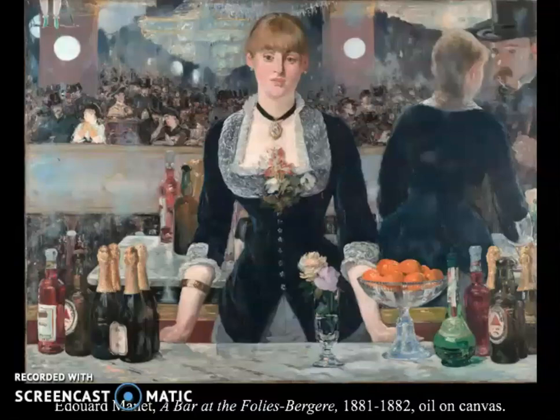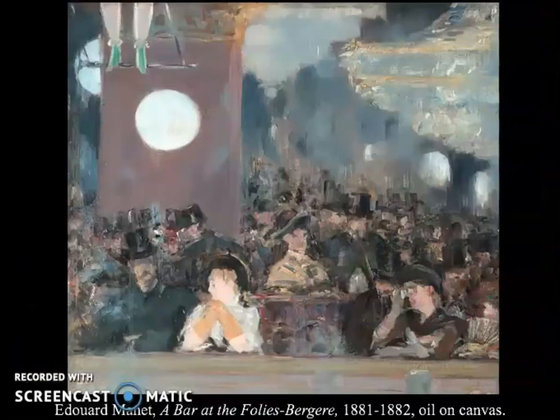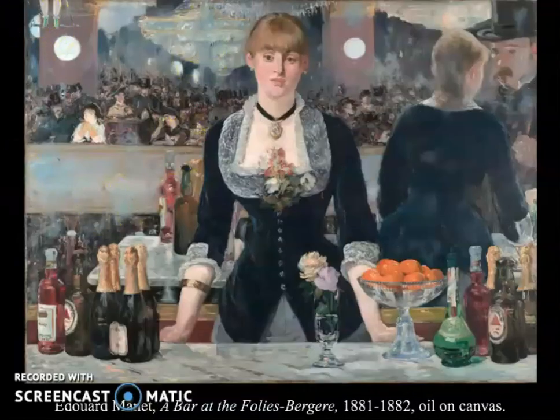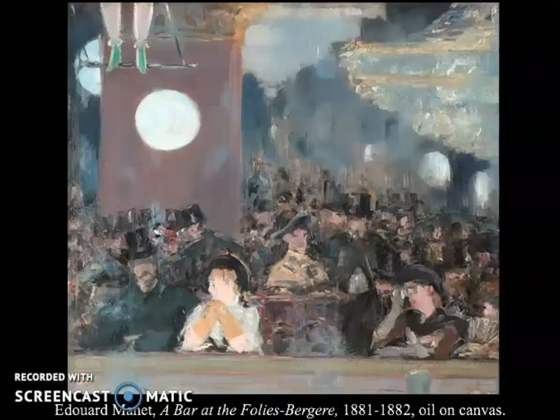Bar at the Folies Bergère, he brings his controversy once again, 1881 to 82, and he starts to loosen up his brushwork. And here he paints the barmaid, a real woman named Suzanne, at the Folies Bergère, which was a large nightclub that arranged different circus and musicals. You can see in the background right here that you have this stage of people watching an act, and you have this little trapeze artist, which is represented by their tiny little feet up in the corner.